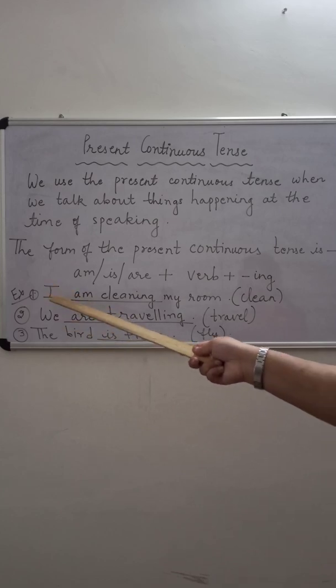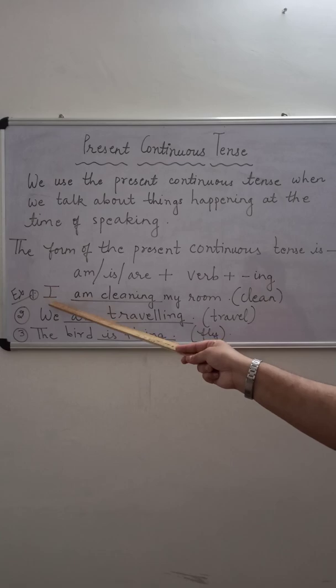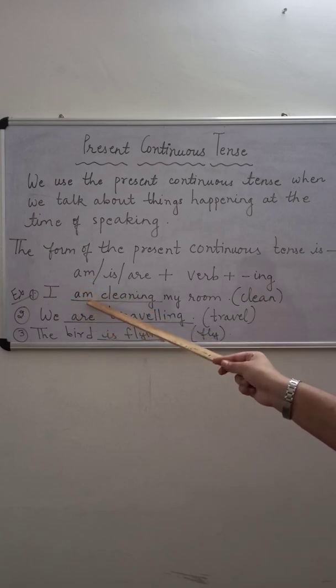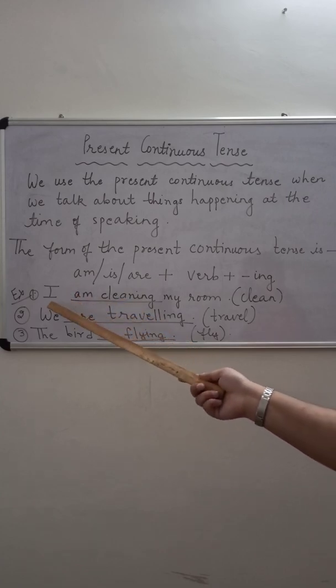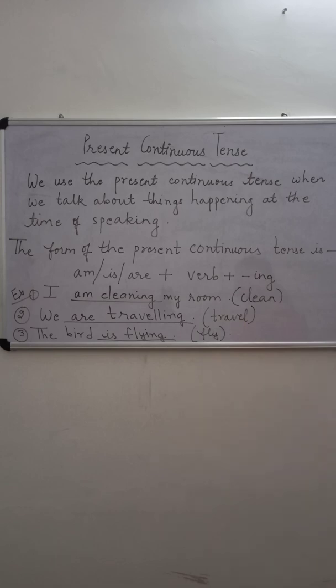First one, I dash my room. We have to write the present continuous tense of the verb clean. So I told you with the pronoun I, we first write am. So you will write am, and verb plus ing. We have to write the ing form of the verb. So clean becomes cleaning. So the sentence becomes I am cleaning my room.